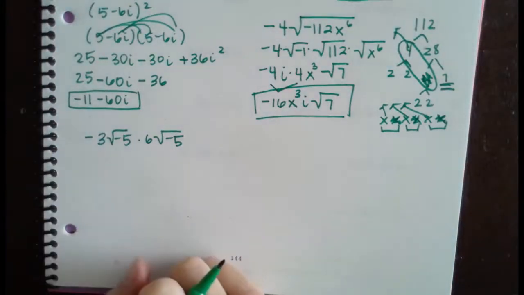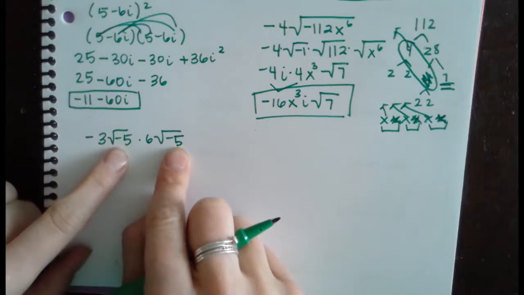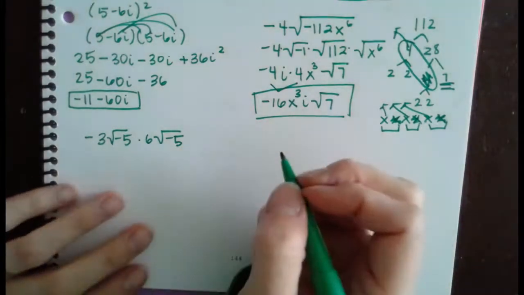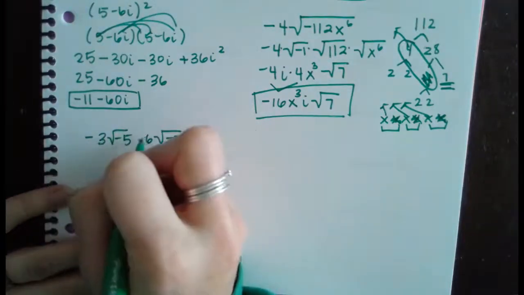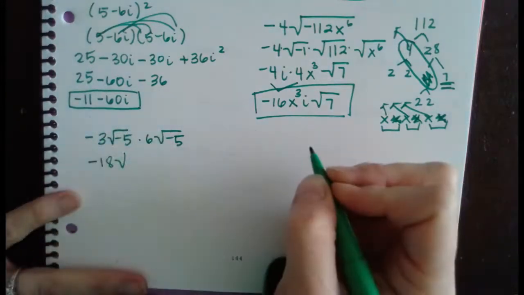So we have our coefficients we can multiply. Negative 3 times 6 is negative 18. And then underneath your radicals, you're going to multiply. Negative 5 times negative 5 is a positive 25. Then we have negative 18 times 5, and we have a total of, whatever that is, negative 90. There's your answer.